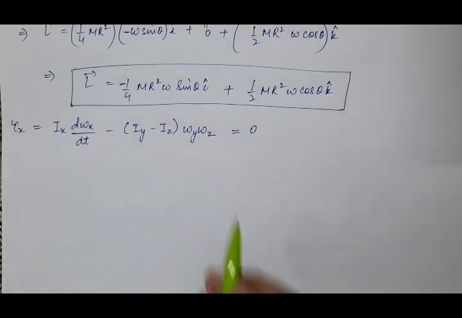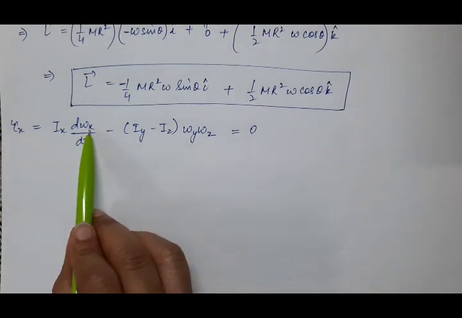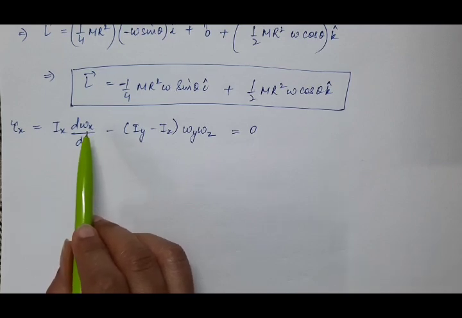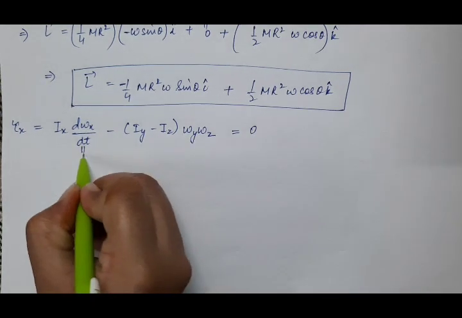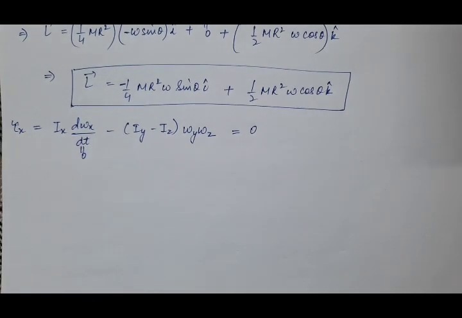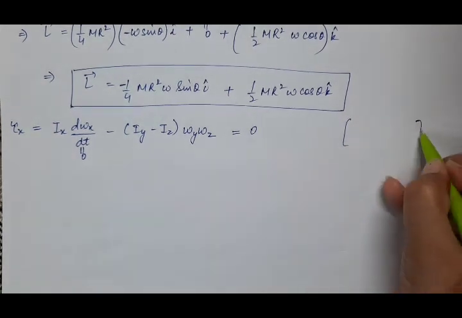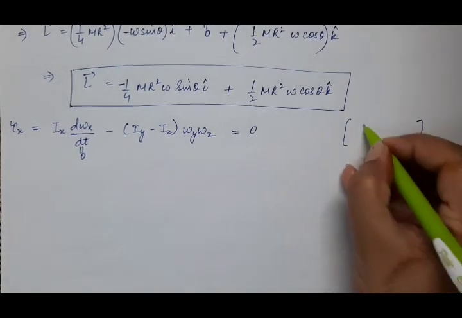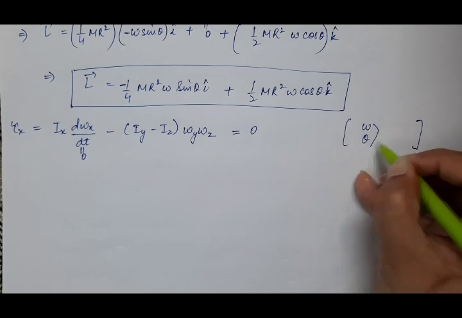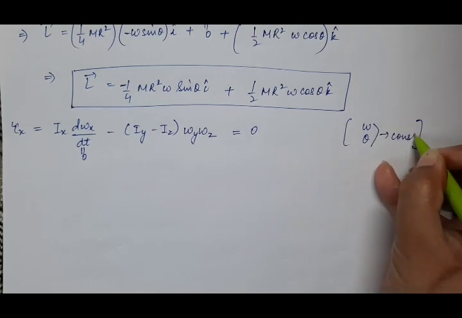Solve this by putting the values again. Here omega x is minus omega sin theta. Again omega is constant, theta is also constant. So if omega and theta do not change, it means this will be 0 in this case. We have to mention the reason here, that omega and theta both are constants.